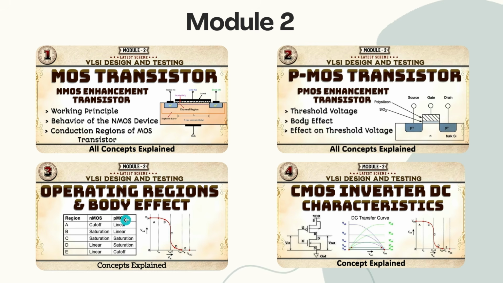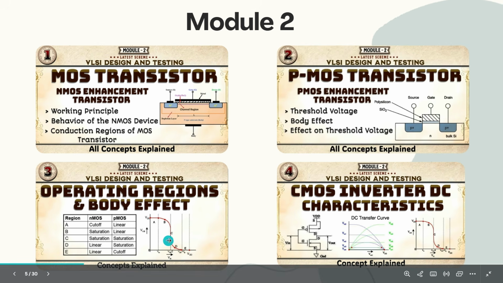In the next video, we have discussed the operating regions and the body effect. This basically discusses the characteristics of both the transistors, NMOS and PMOS, and based on that, we will get one curve, and that curve is divided into five regions, that is region A, B, C, D, E.